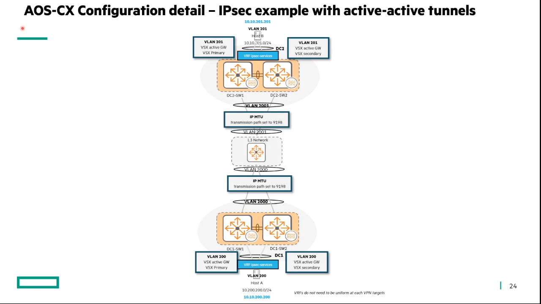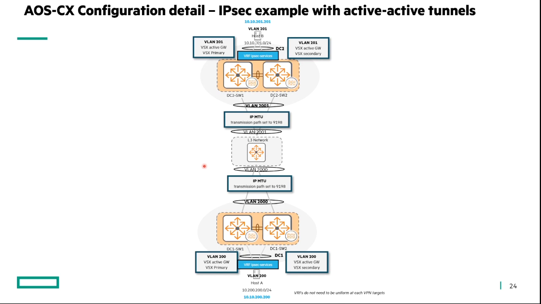So this is an example of the configuration with active tunnels, which the subsequent PSM configuration example slides that will come up after this slide support the same deployment. So let's take a look at this. At DC1, there is a CX 10K VSX pair. We've got a VSX primary and VSX secondary supporting VLAN 200, and attached to VLAN 200 we've got a host A on subnet 10.200.200.0.